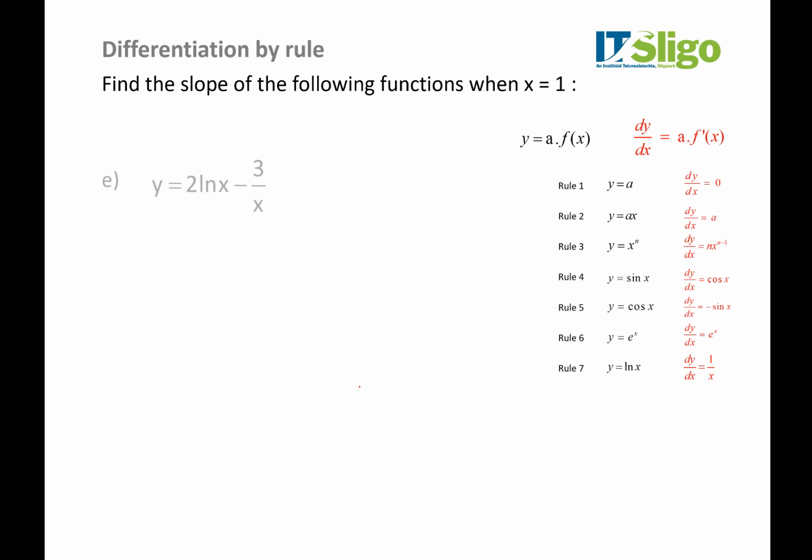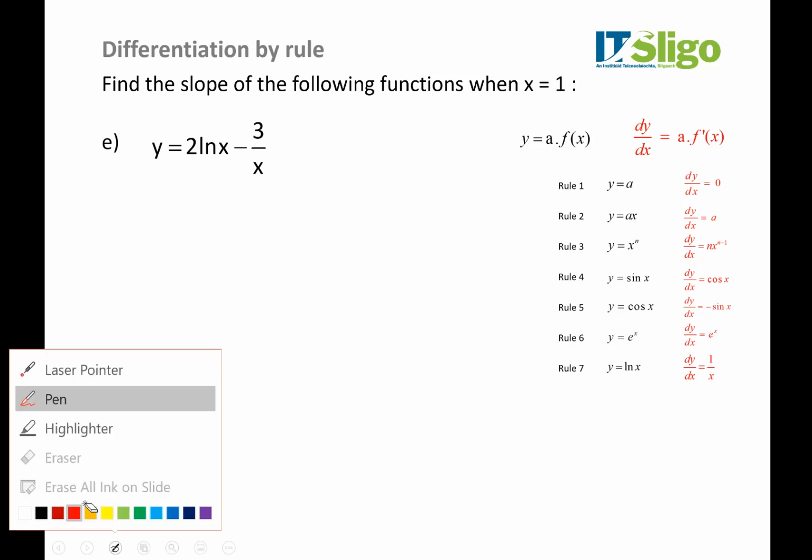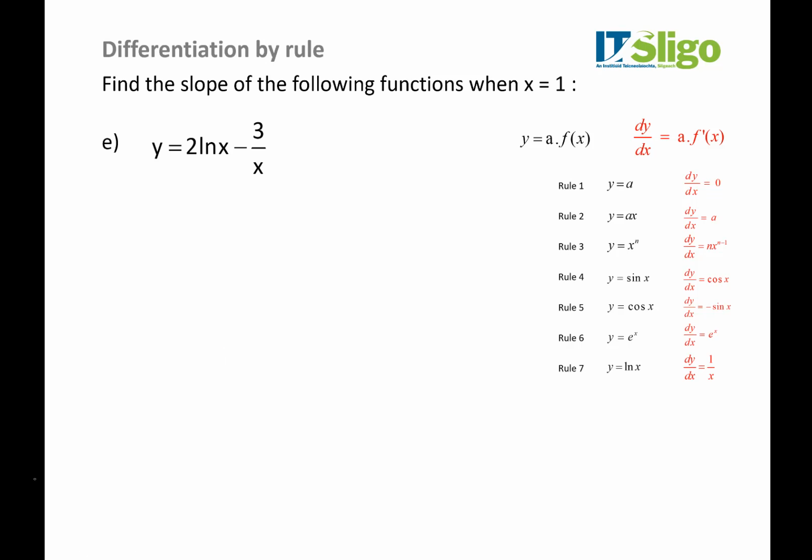And just a couple more. Now, this one's a little bit trickier, but nothing we haven't encountered. Sorry, I'll just rewrite it first in black, because I can see the rational term here. So this would be y is equal to 2 times the natural log of x, minus 3 x to the power of minus 1.